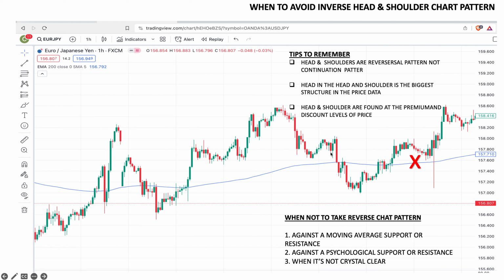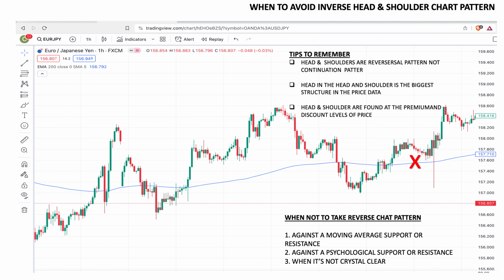So the head and shoulders patterns are reversal patterns, not continuation patterns. So you're only trading an inverse head and shoulders in a downtrend and a head and shoulders in an uptrend. You don't trade inverse head and shoulders in an uptrend. It is not a trend continuation. So if you are mistakenly seeing a head and shoulders in an uptrend, you shouldn't take it, because they are reversal patterns. And if you're seeing an inverse head and shoulders in a downtrend, you shouldn't take it, because heads and shoulders are reversal patterns.